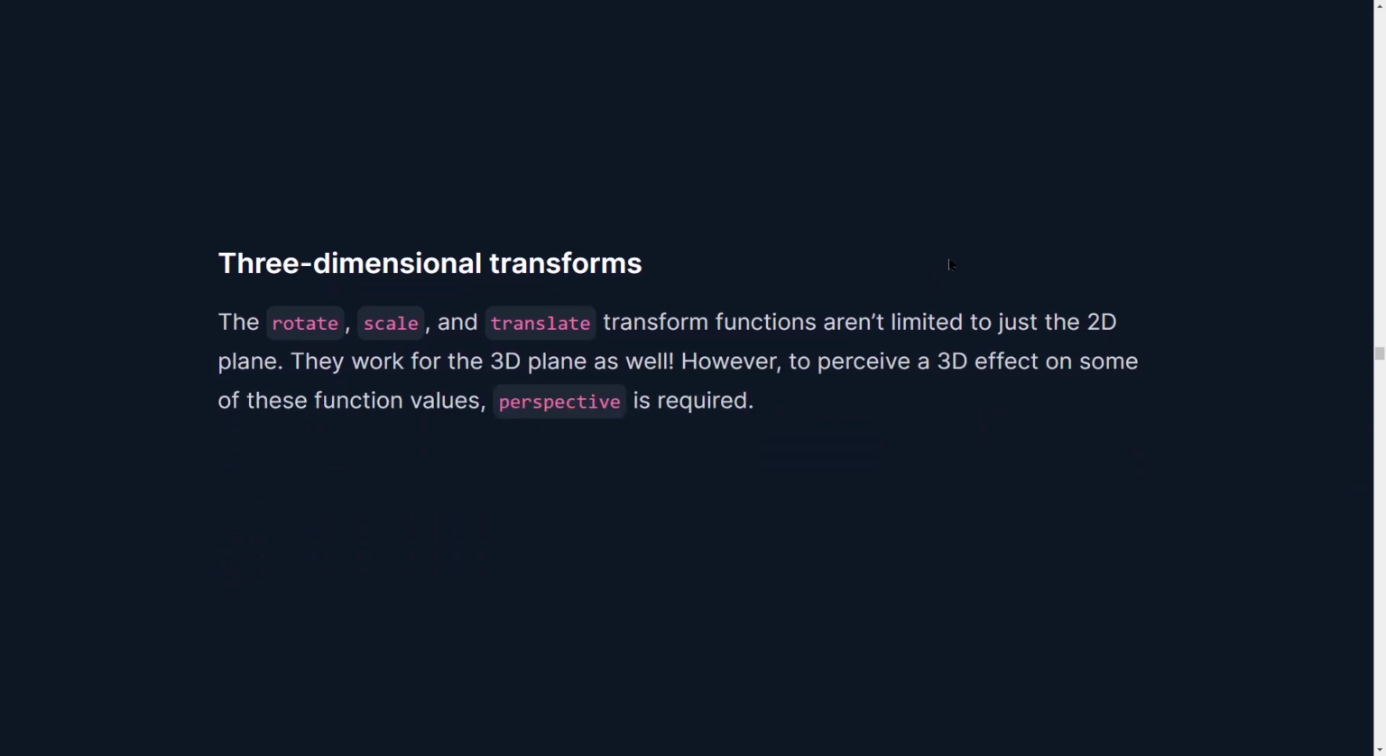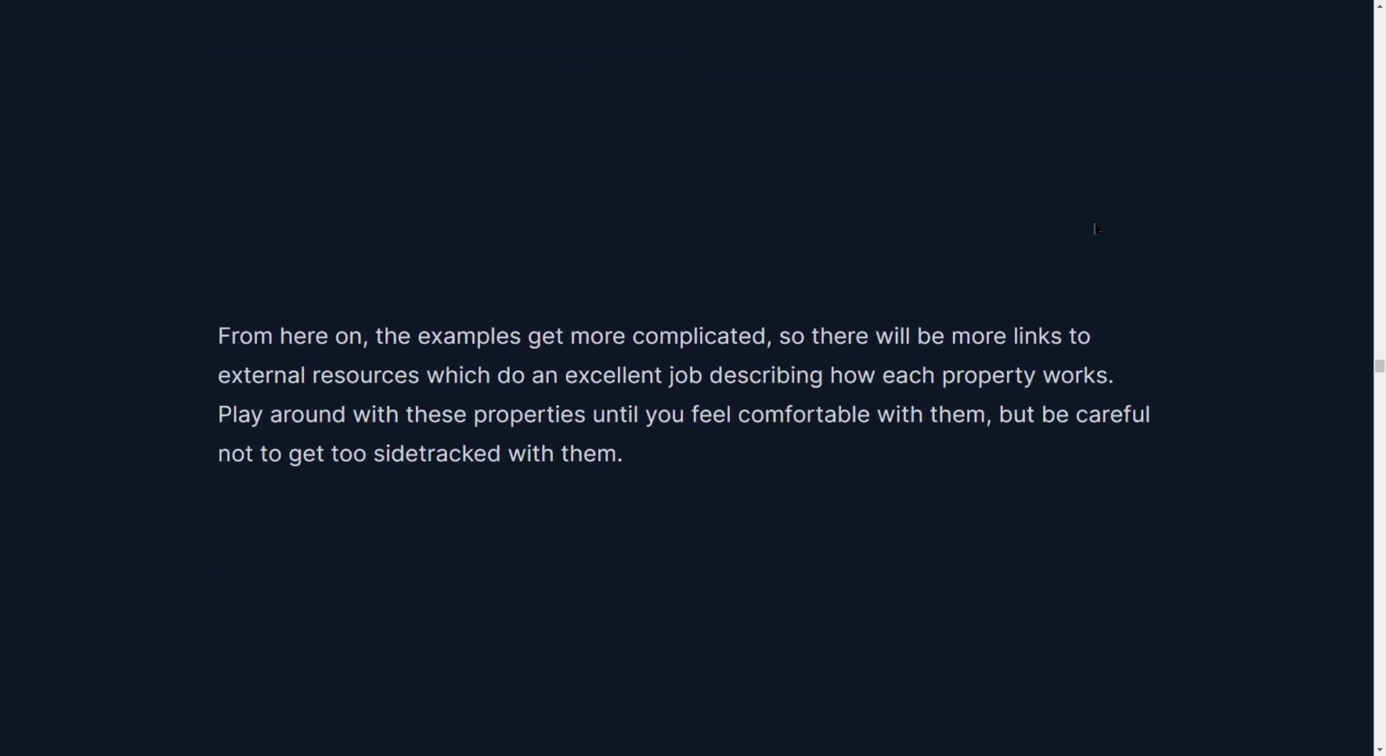Three-dimensional transforms. The rotate, scale and translate transform functions aren't limited to just the 2D plane. They work for the 3D plane as well. However, to perceive a 3D effect on some of these function values, perspective is required. From here on, the examples get more complicated, so there will be more links to external resources which do an excellent job describing how each property works. Play around with these properties until you feel comfortable with them, but be careful not to be too sidetracked with them.